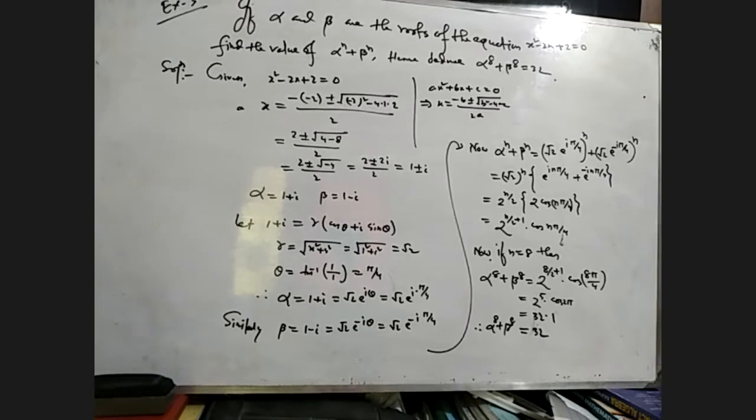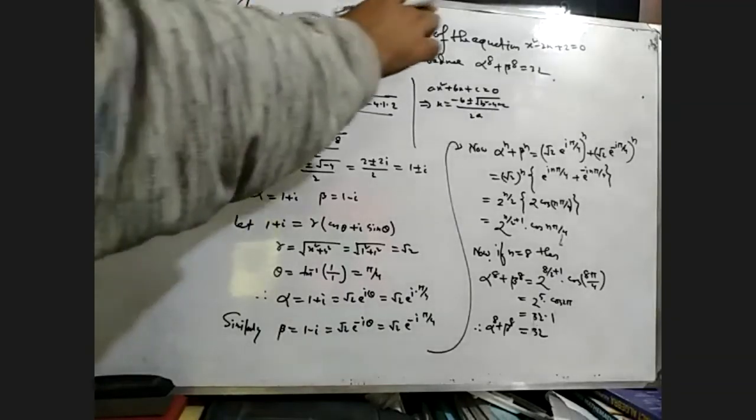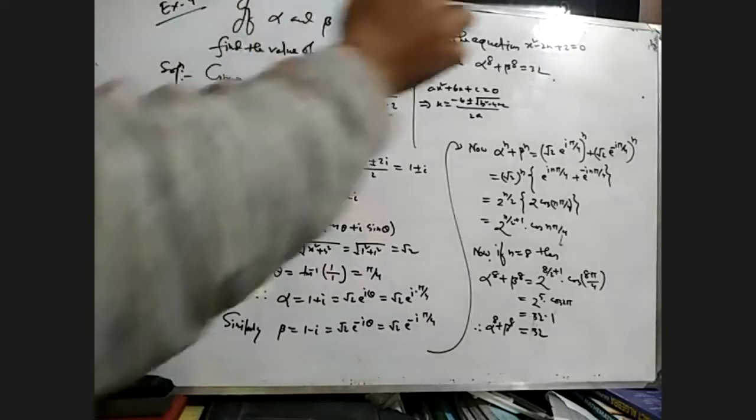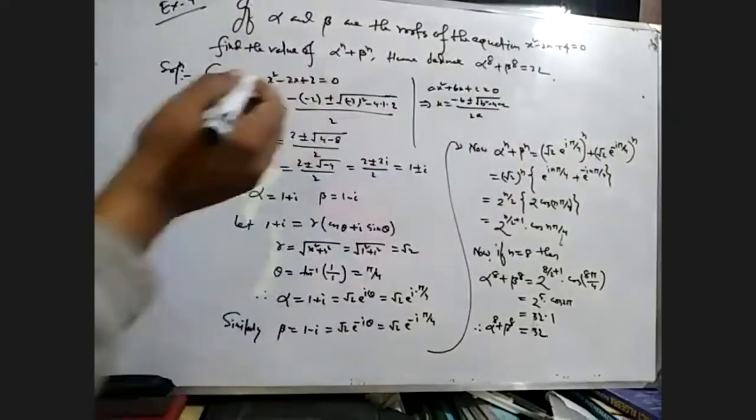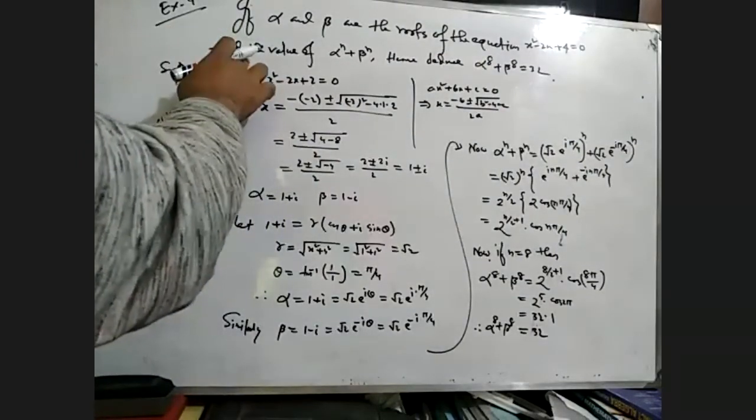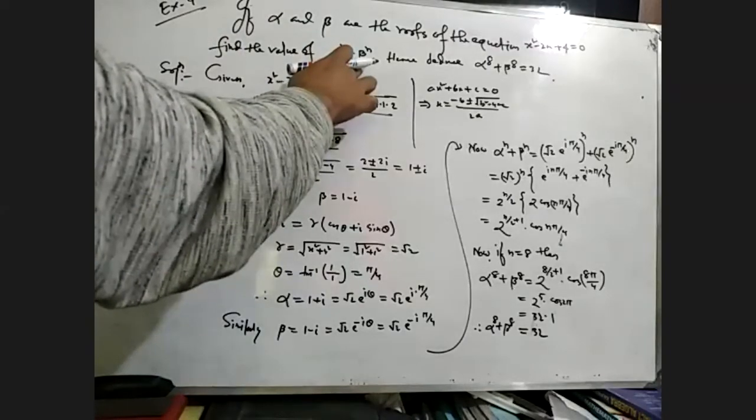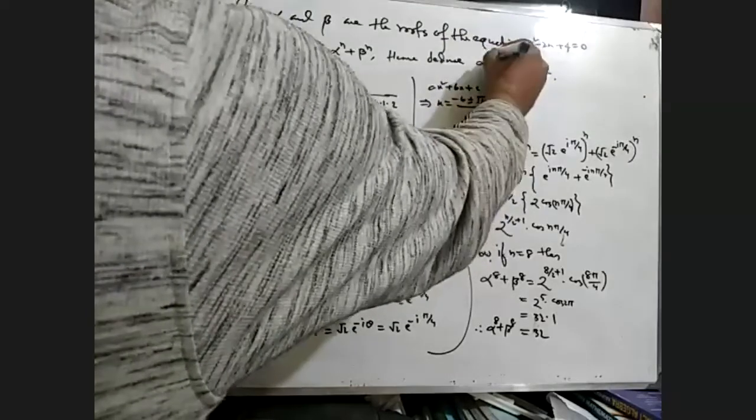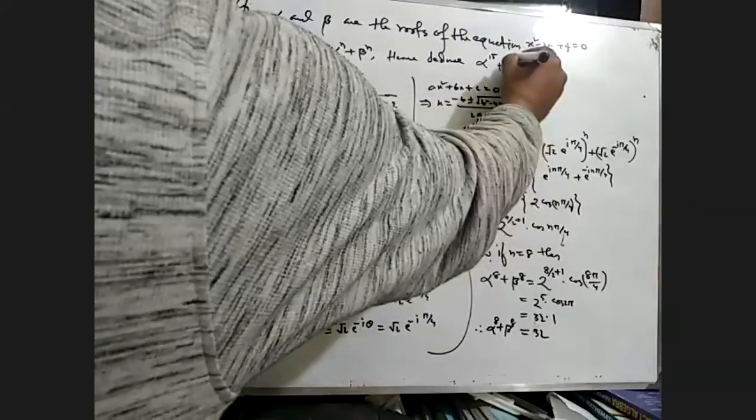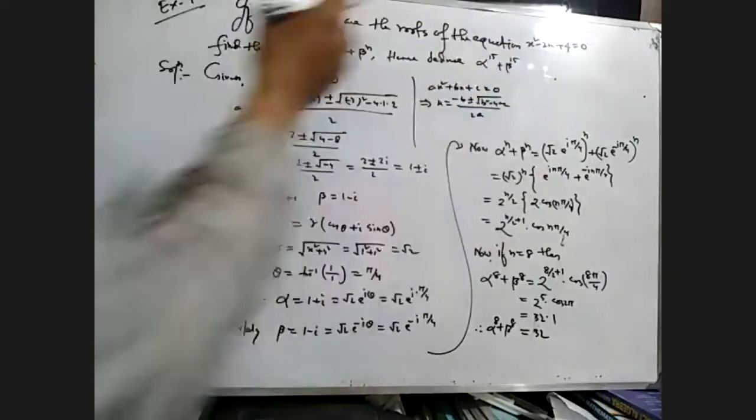Now there will be a homework for you. Example 4 will be homework for you. Similar example. If alpha and beta are the roots of the equation x square minus twice x plus 4 equals to 0, then find the value of alpha to the power n plus beta to the power n, and find the value of alpha to the power 15 plus beta to the power 15. Okay. This will be homework for you.